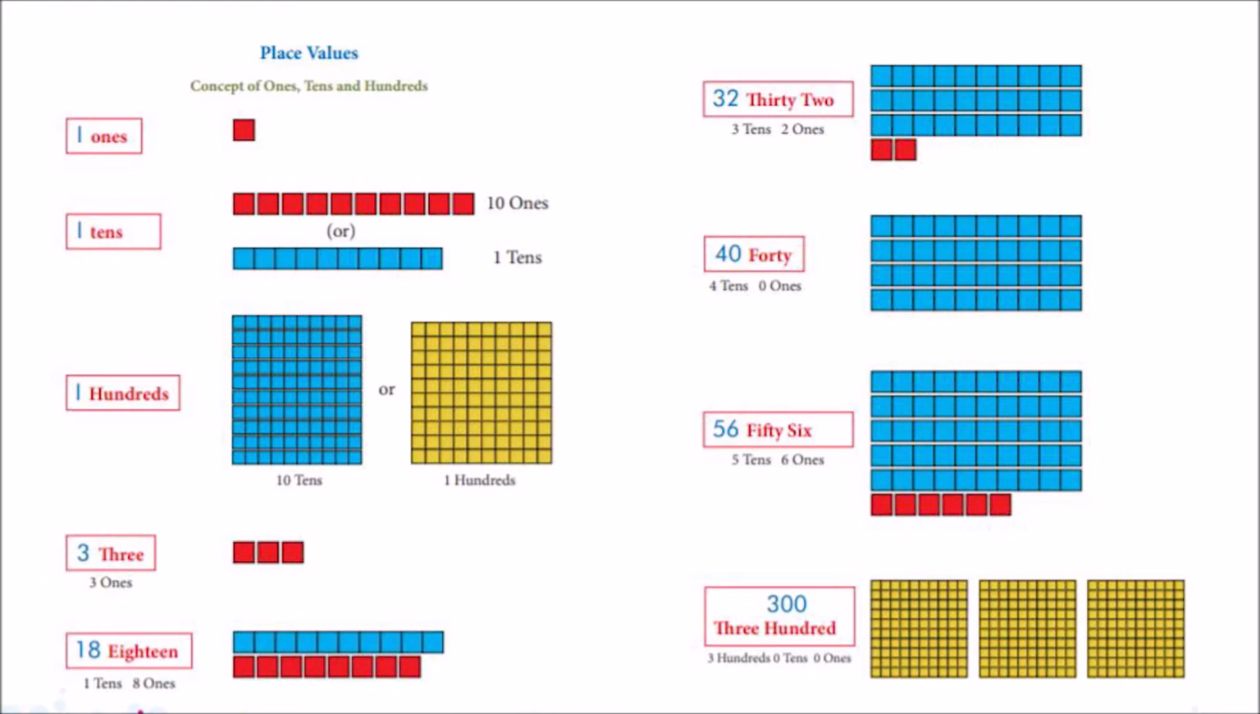And then we have 18. So how do we do that? It's 1 tens and then 8 ones, which make 18. And then we have 32 here. So we have 3 tens and then 2 ones. The next one is 40. For 40 we have 4 tens. And then comes 56. For 56 we have 5 tens and then 6 ones. And the last one is 300. So which is, we have 3 hundreds, 0 tens and 0 ones.